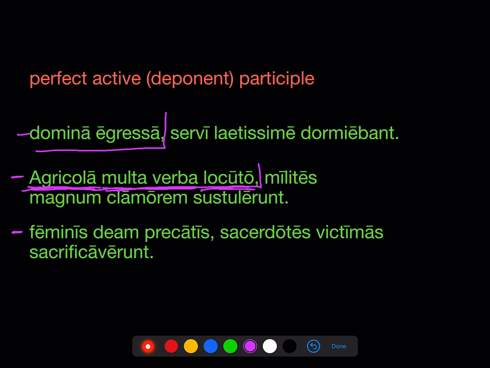Feminis deam precatis, sacerdotes victimas sacrificaverunt. So, with the women having prayed to the goddess, so precatis modifies feminis, deam is the direct object of that participle. With the women having prayed to the goddess, the priests sacrificed the victims. And there you have it, ablatives absolute.